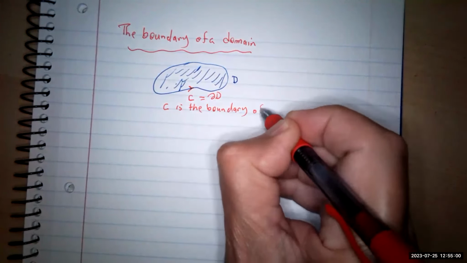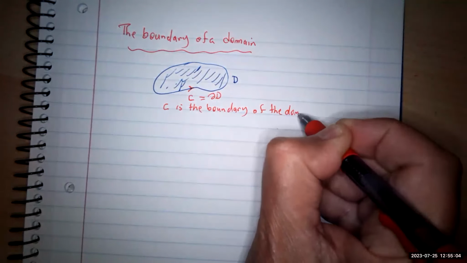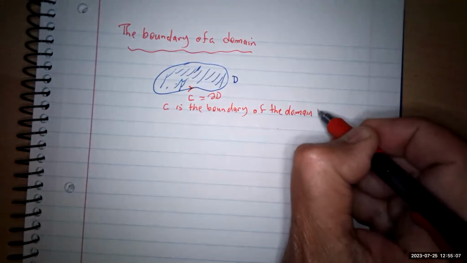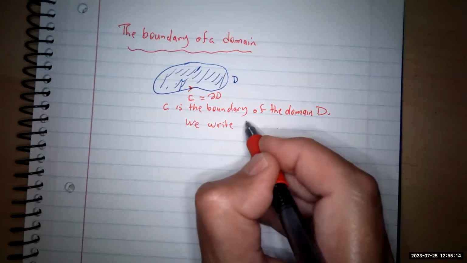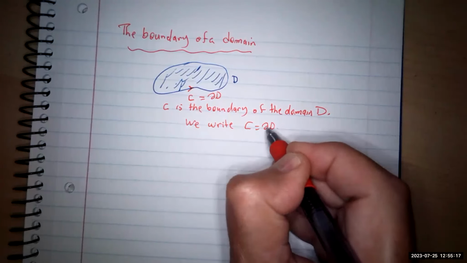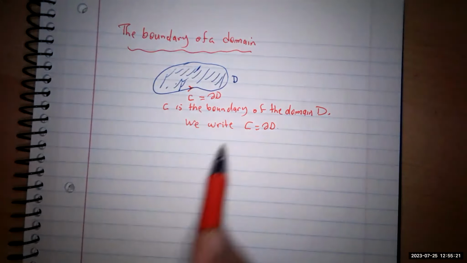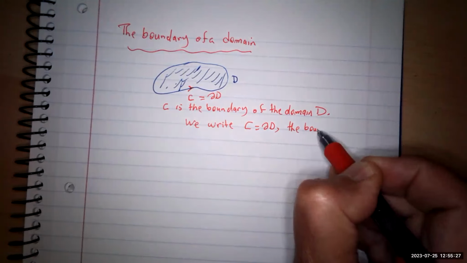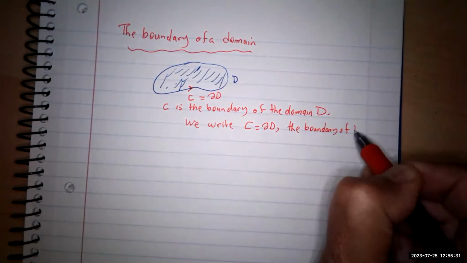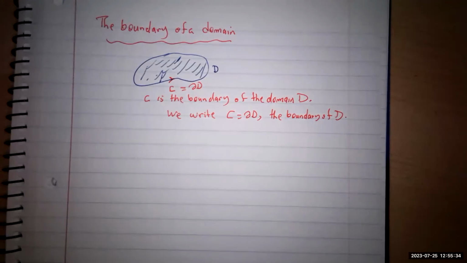A boundary of the domain D. So in this case, we write C equal to the boundary of D. If you have a circle, around the circle you have these boundaries. So we have enough terms to be able to express what Green's theorem is.